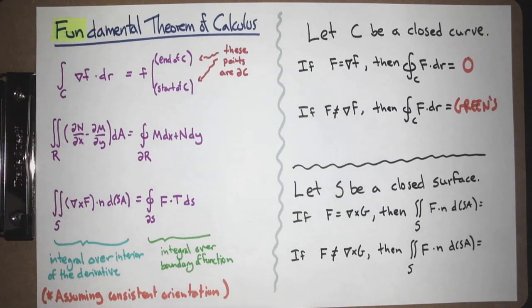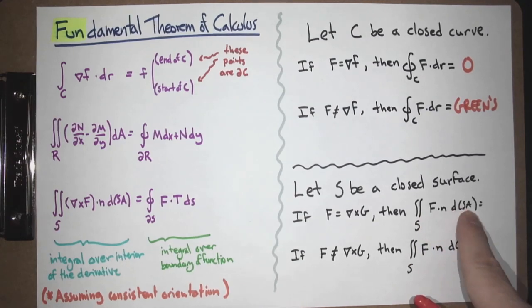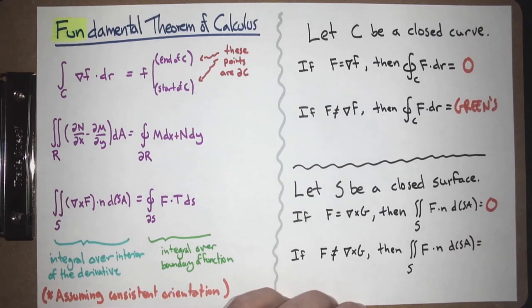Suppose I don't have a closed curve, I have a closed surface. A surface with no boundary. Okay, so that's what a closed surface means. No boundary. If I have del cross G, so it's a curl, and I integrate F dot n on this surface, what happens? And why does it happen? So what happens? Zero. Why does it happen?